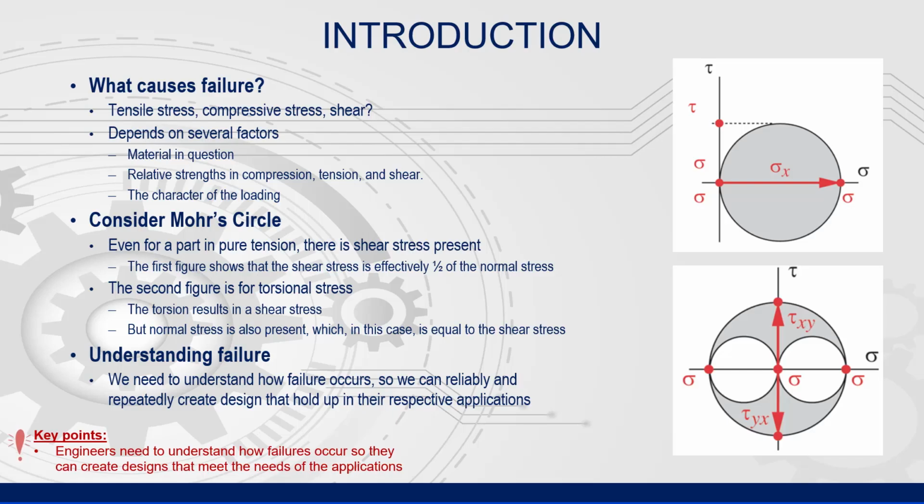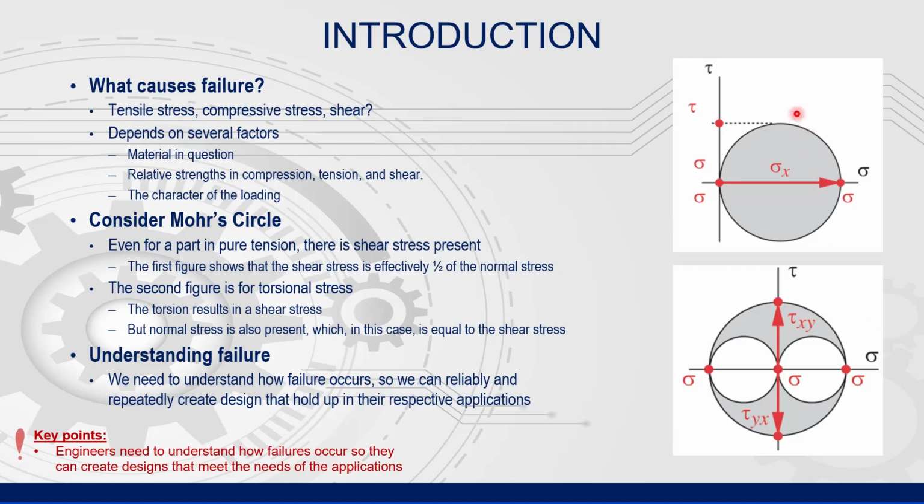When we consider stress failures in machine members, what type of stress actually causes the failure? Is it the compressive stress? Is it the shear stress? The tensile stress? Or some other type of stress? Obviously, this depends on several factors. We can begin to develop insight into this by considering Mohr's circle.